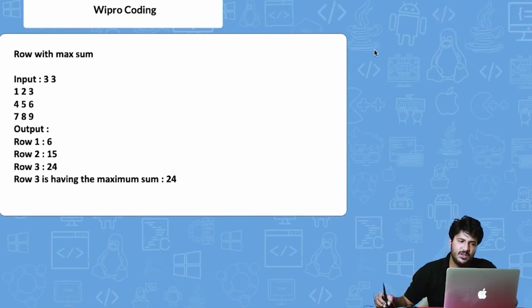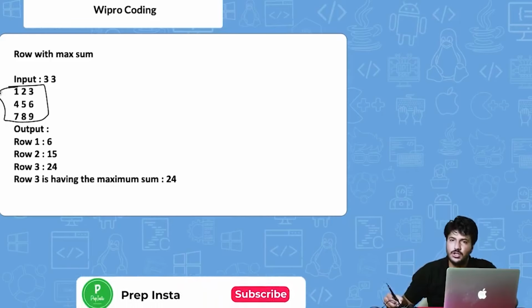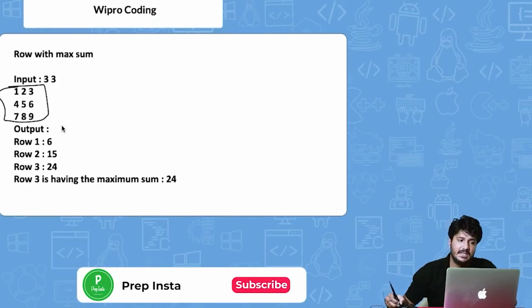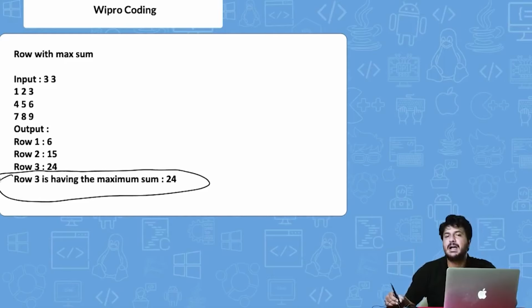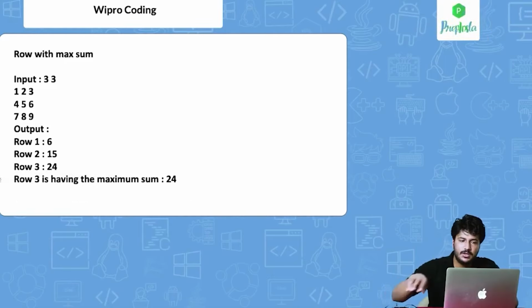So the initial first input will be this, and then you will input this array itself from the user or from the compiler itself. And then what you have to do is first print the sum of each row. So 1 plus 2 plus 3 is basically 6, correct? Then again 4 plus 5 is 9, 9 plus 6 is 15. Then again the same thing for this, 16. So you have to print the sum of each row, and then finally you have to print which row has the maximum sum. Correct. So now let's see how we can do this.